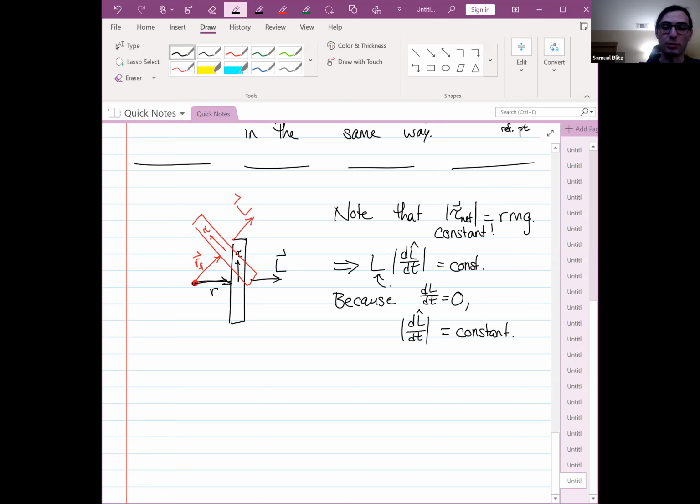L is already a constant because the magnitude isn't changing, period. And so that means that this term is constant, which just says that the rate at which it rotates is fixed. It doesn't start off rotating fast and then slow down. It just rotates at a fixed constant rate. So the precession occurs at a constant rate. So it might make sense to ask how fast.